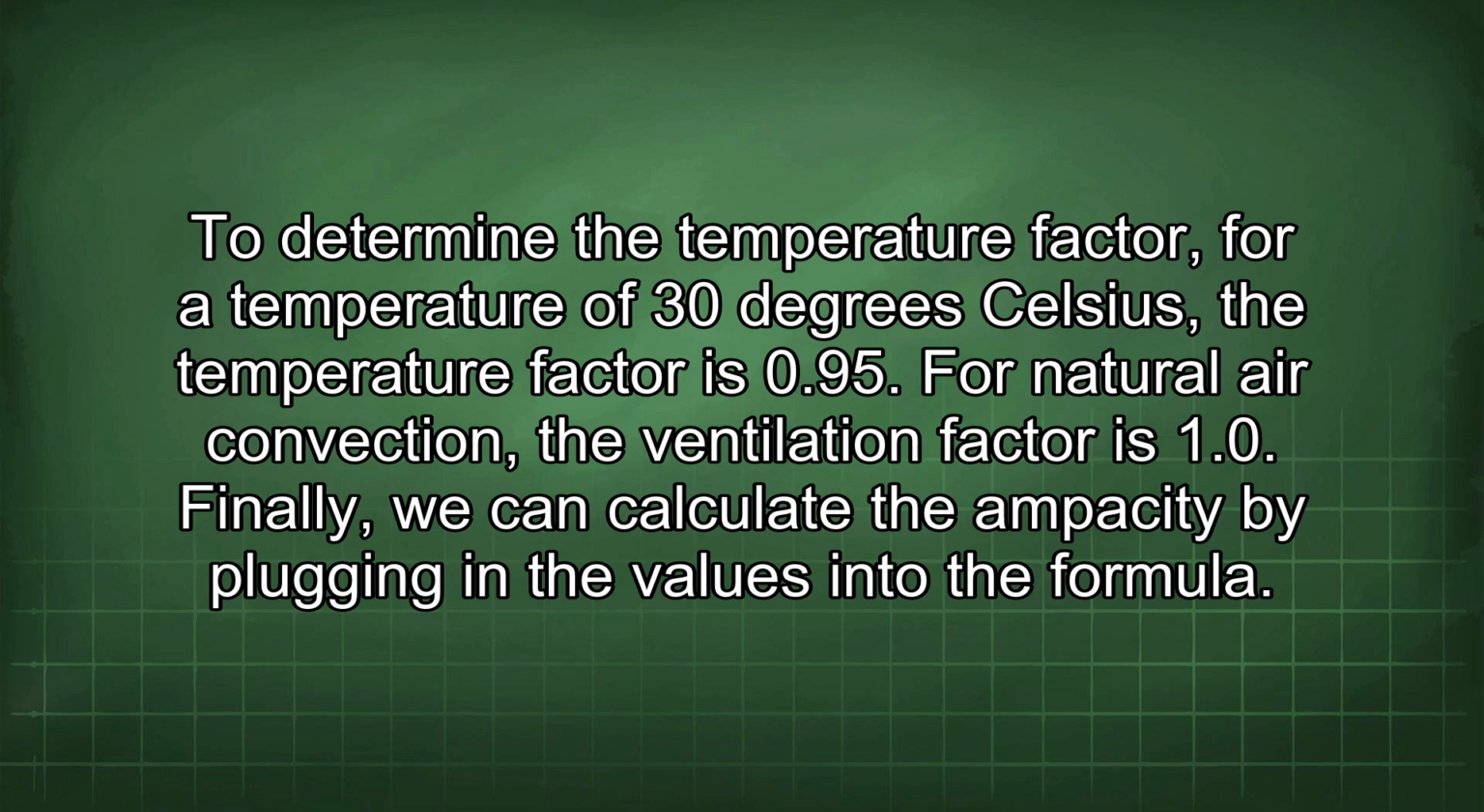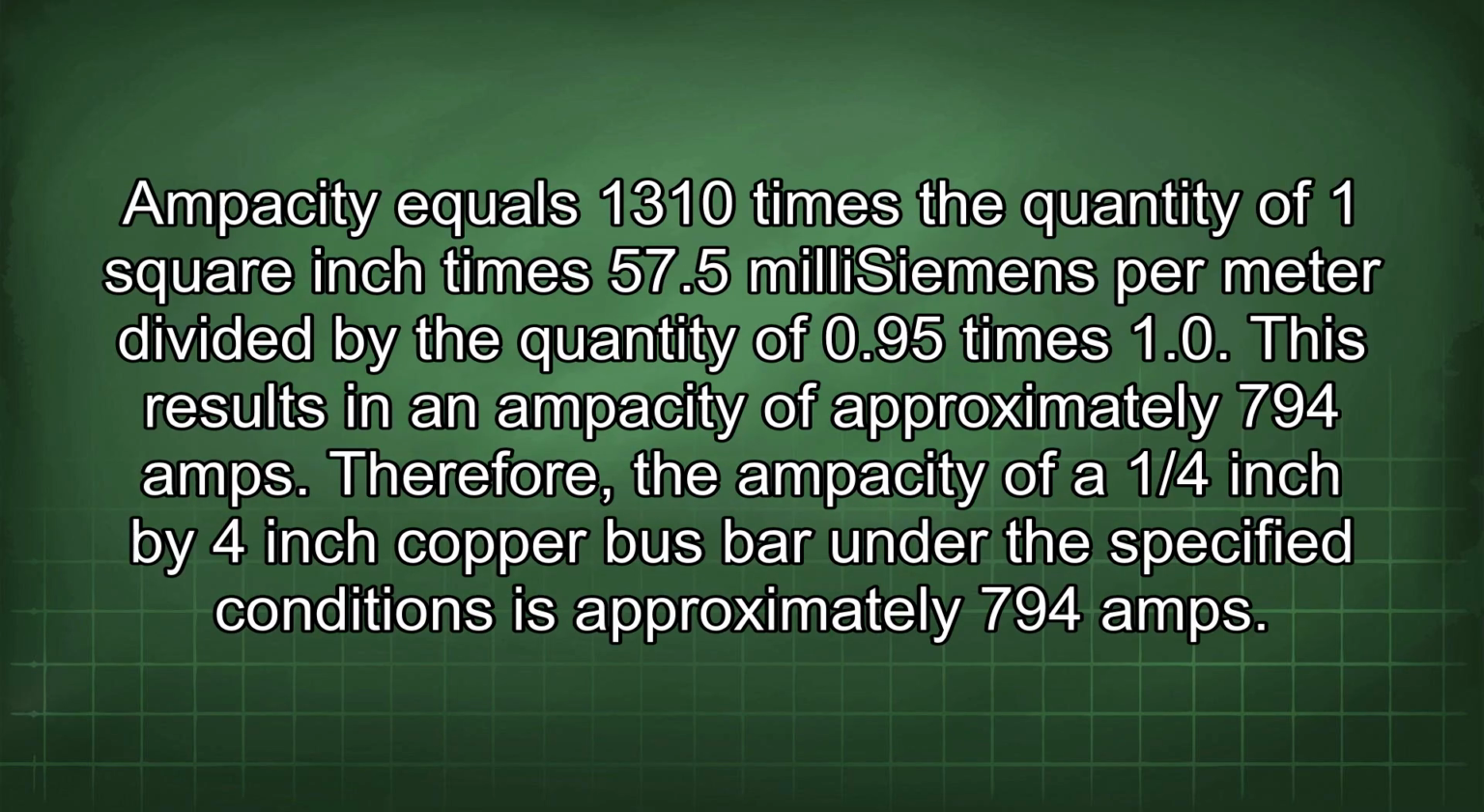Finally, we can calculate the ampacity by plugging the values into the formula. Ampacity equals 1310 times the quantity of 1 square inch times 57.5 millisiemens per meter, divided by the quantity of 0.95 times 1.0. This results in an ampacity of approximately 794 amps. Therefore, the ampacity of a 1/4 inch by 4 inch copper bus bar under the specified conditions is approximately 794 amps.